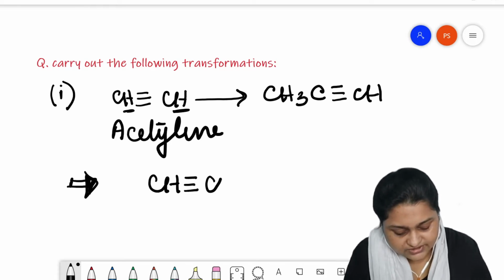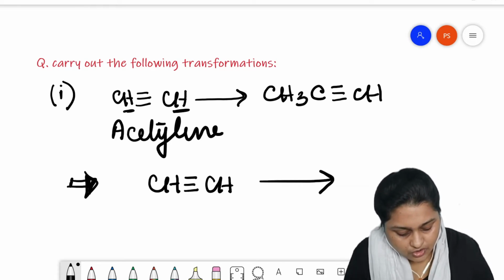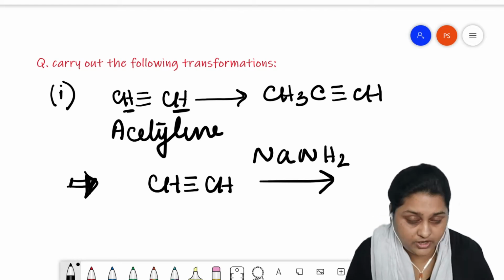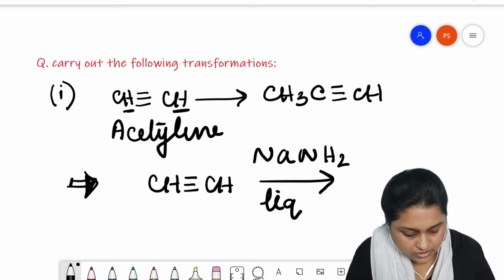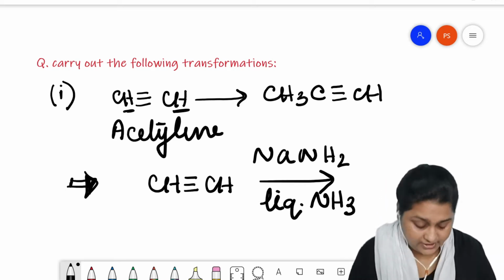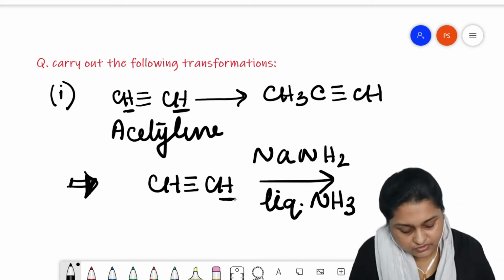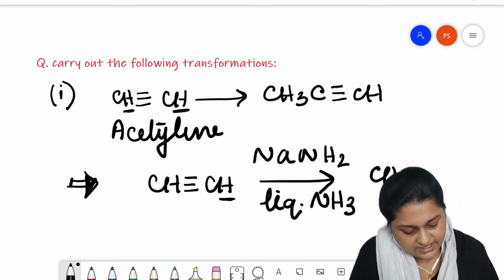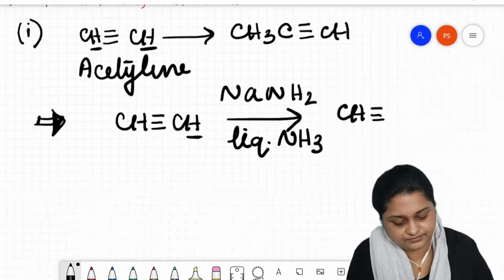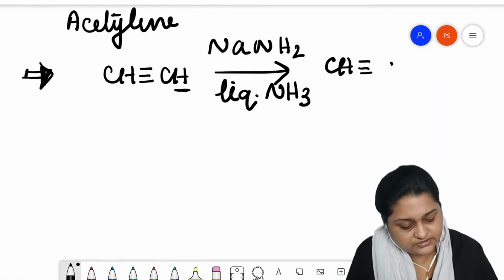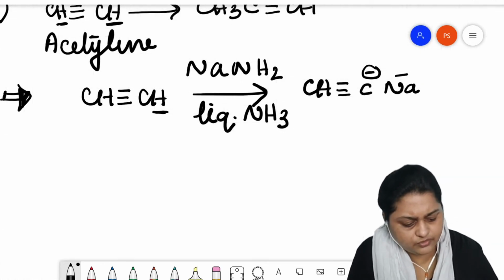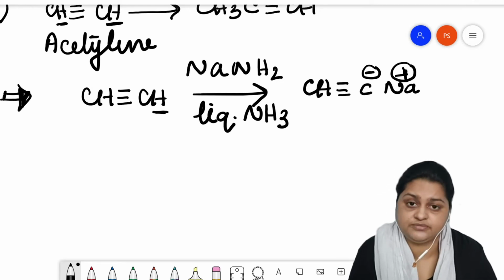CH triple bond CH when subjected to NaNH2, sodium amide (sodamide) in liquid ammonia. Sodamide is a base, an extremely strong base, NH2 minus. This will remove this acidic hydrogen, giving CH triple bond C minus Na plus, and ammonia will be removed from the reaction medium.